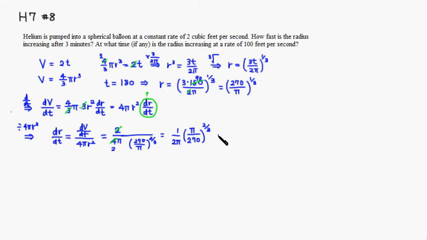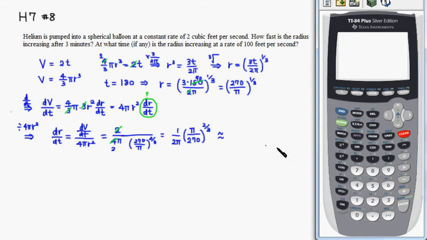Alright, so let's get this value here. Pulling out the calculator. I'm going to do this one first. So you have pi divided by 270, and raise it to the 2/3 power. And then you have to divide it by 2 pi.